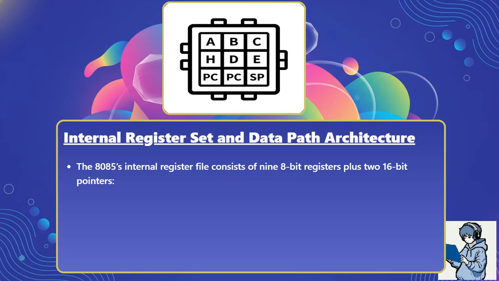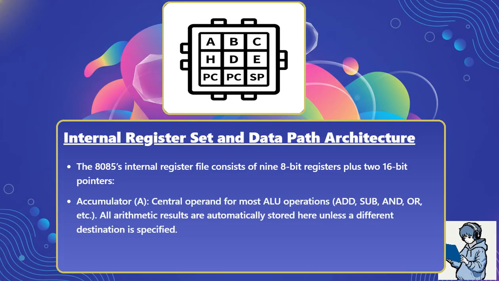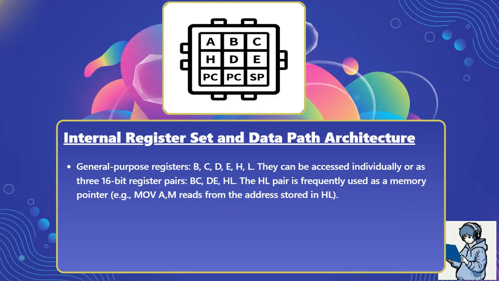The 8085's internal register file consists of 8-bit registers plus 16-bit pointers. Accumulator A is the central operand for most ALU operations such as add, subtract, OR, and so on. All arithmetic results are automatically stored here unless a different destination is specified. General-purpose registers B, C, D, E, H, and L can be accessed individually or as three 16-bit register pairs: BC, DE, and HL. The HL pair is frequently used as a memory pointer. For example, MOV A,M reads from the address stored in HL.